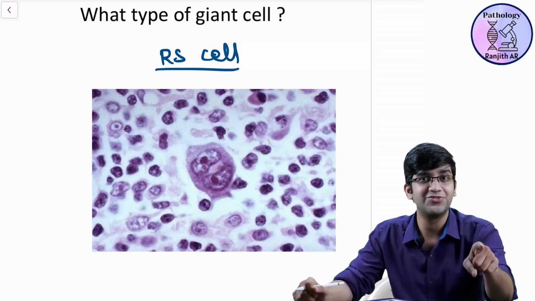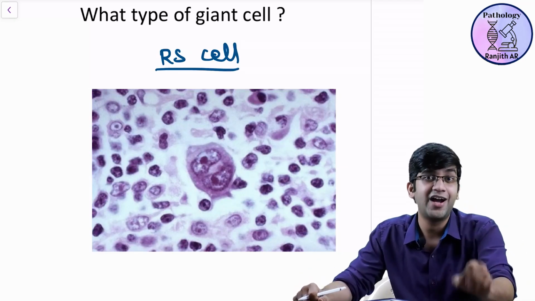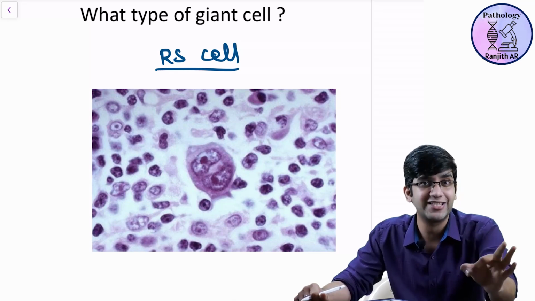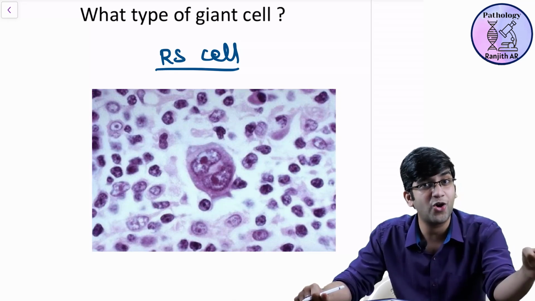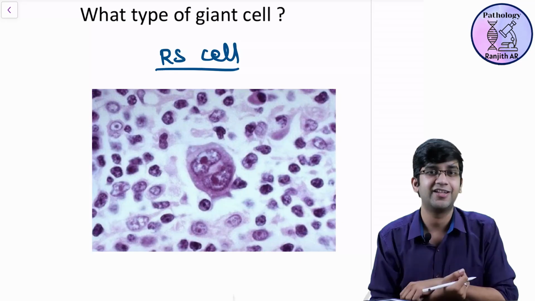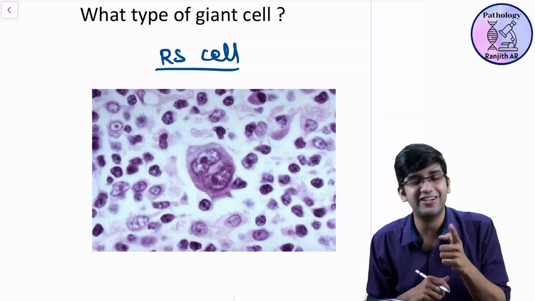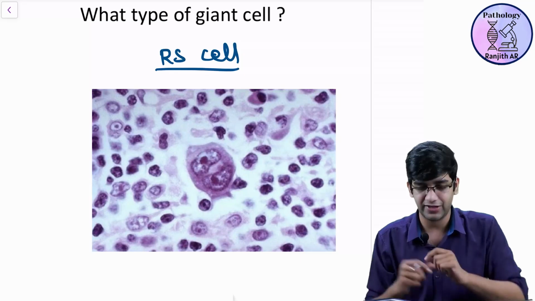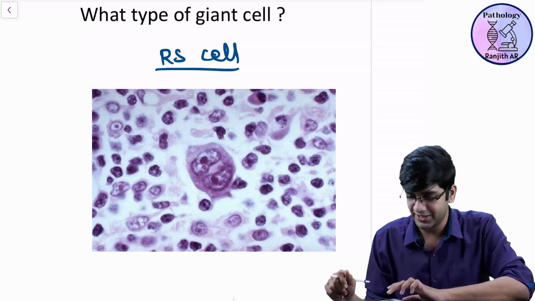I want you to remember that when we come to Hodgkin's, we will extrapolate. RS cell is a tumor giant cell, which means the RS cell originates from, or has a little bit of attachment to, macrophages. I want you to remember this. We'll definitely see it when we come to RS cells. Fine. We will extrapolate. You are going to extrapolate.